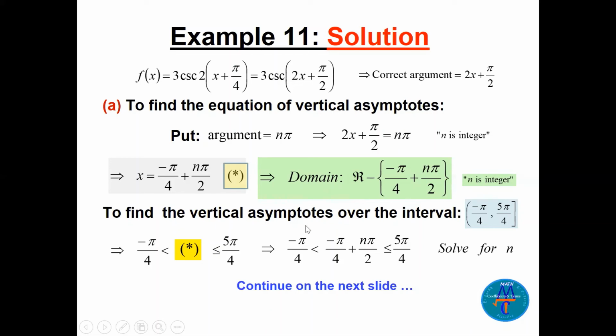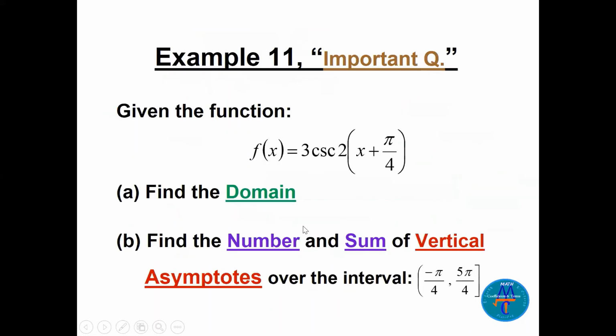Now we have to find, see part B, the number of vertical asymptotes and the sum.